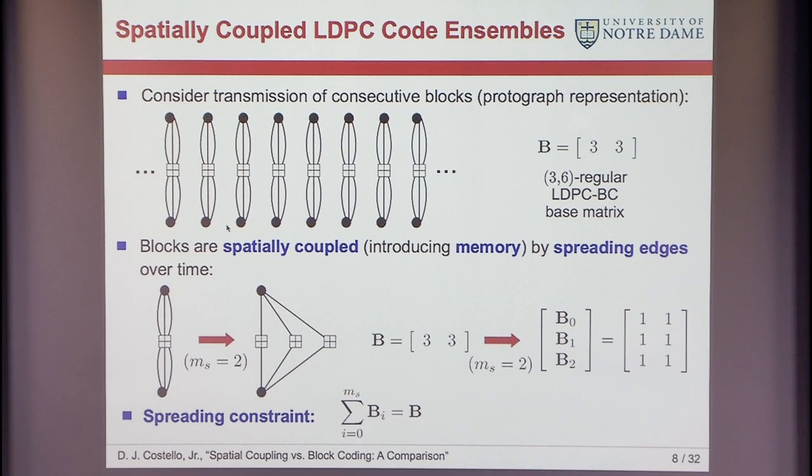So there are different edge spreadings that can be used, and sometimes, even for the same base matrix, they can result in different properties, different asymptotic distance properties, different threshold properties.